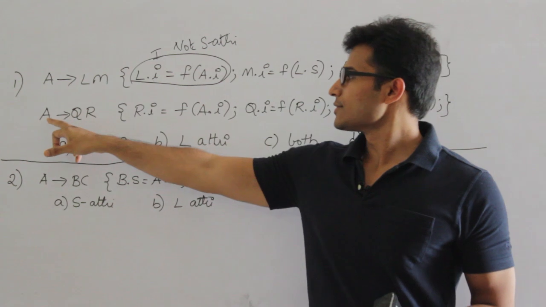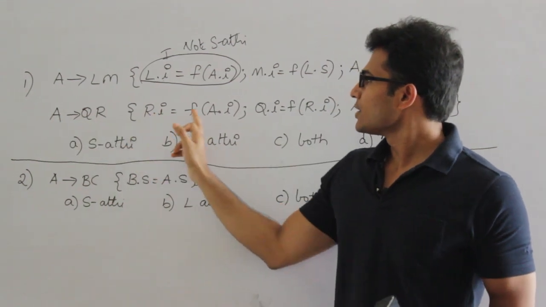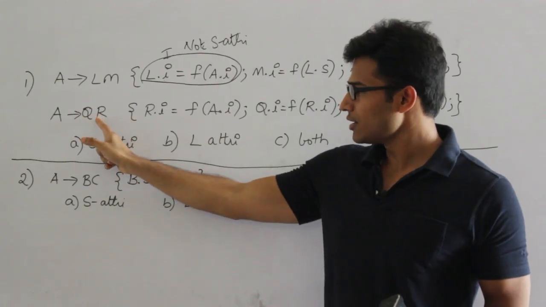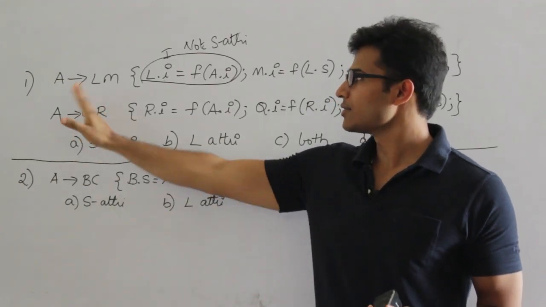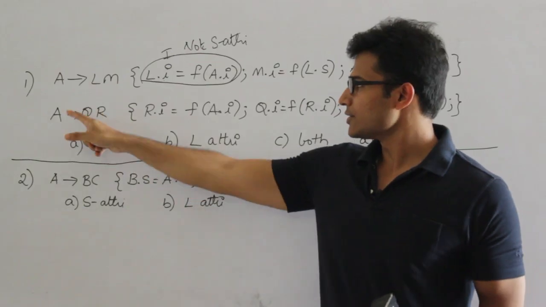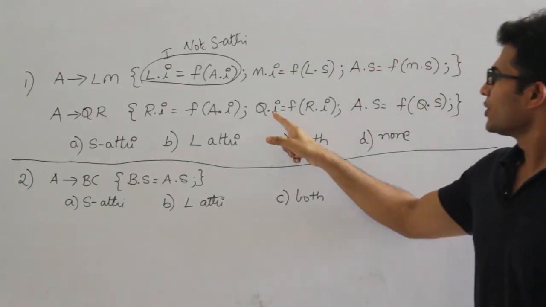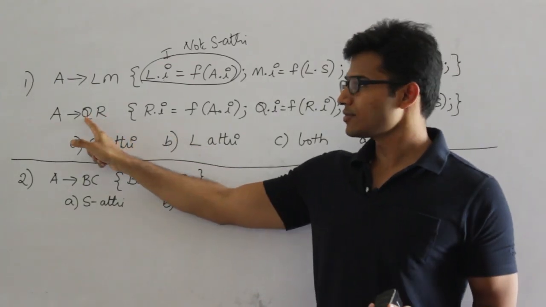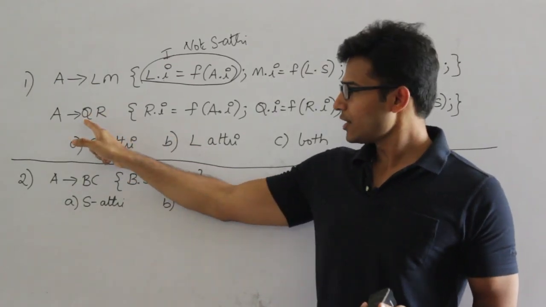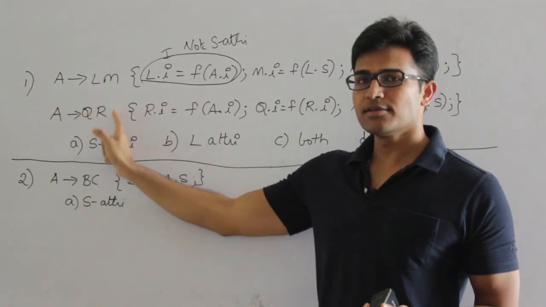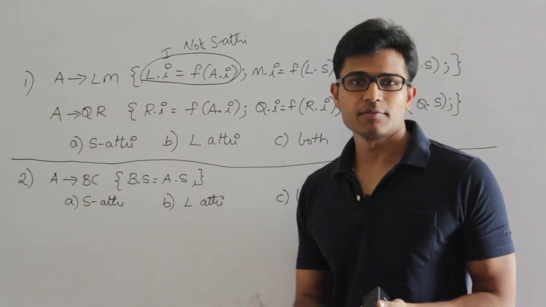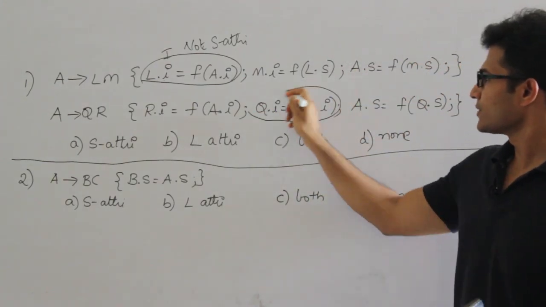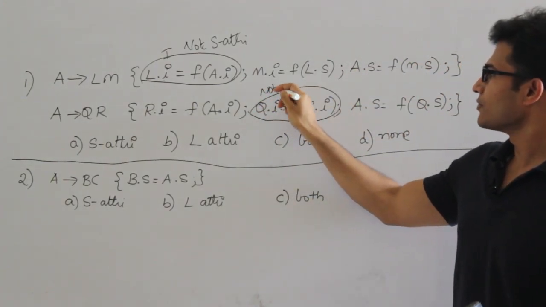Next one, R is taking from A. Yes, it could take it. Any variable on the right-hand side can take anything from the left-hand side. It is inherited, fine. Now Q is taking from R. That is what should not happen. You should never take any value from your right sibling. If it is happening, then it is not an L attributed definition. So because of this rule, it is not an L attributed definition.